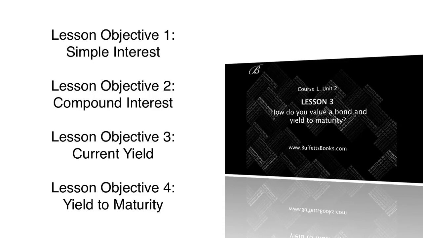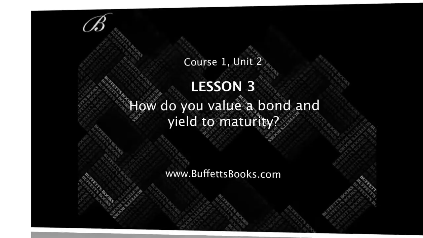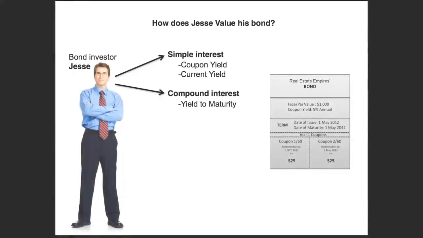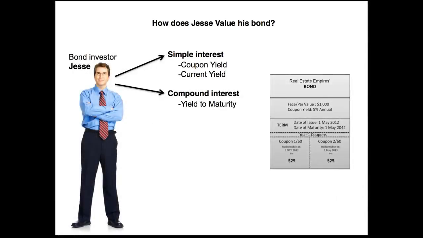Coupons. The third is understanding the current yield. And the fourth is understanding yield to maturity. So let's get started. As you can remember from the second lesson, we have our bond investor, Jesse. And Jesse has his bond from Real Estate Empires.